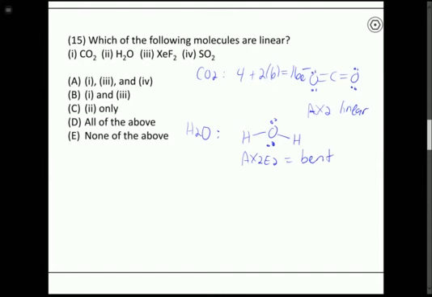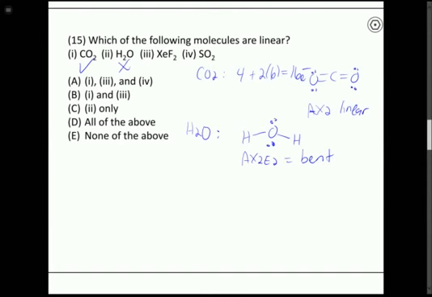So this is derived from tetrahedral arrangement. So we have a tetrahedral electron group arrangement. The 2 atoms are then going to be at a bent angle relative to each other, close to 109.5, but a little bit smaller. So CO2 is linear, but H2O is not.